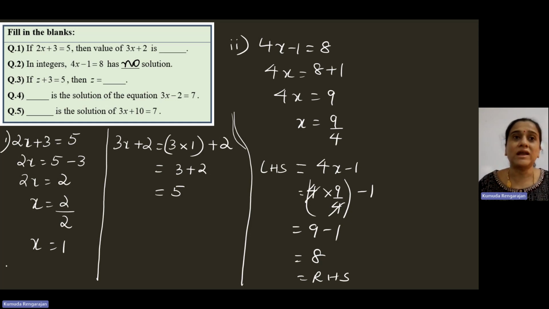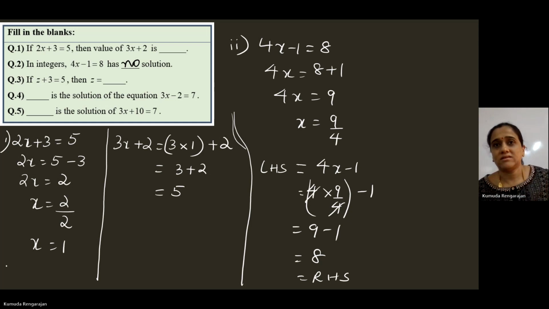If you take any other value for x, you will not get 8 as the value in the LHS. You will not get 8. You understand? See, when you work the LHS, when do you get 8? When you take x as 9 by 4. If you take x as any other value, you will get some value, but it will not be 8. If it's not 8, then the LHS is not equal to the RHS, because the RHS is 8. So if you don't get LHS as 8, the LHS is not equal to the RHS. So that means that x value is not a solution, because if it's a solution, it should satisfy the equation.